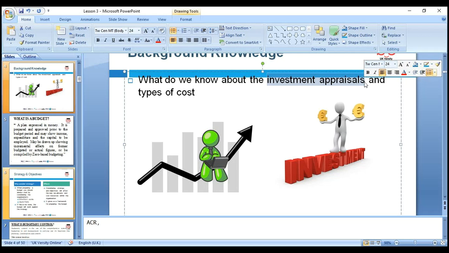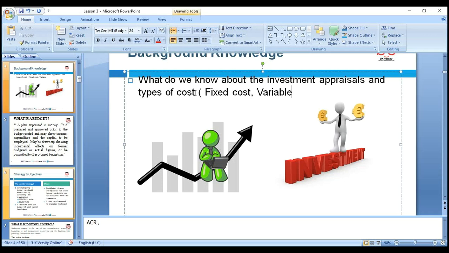Every pound we spend, we will appraise it, how much return we will get out of it. So that is called investment appraisal. And we'll go through different types of costs, like fixed costs. What is meant by fixed costs? Like rent. Rent is a fixed cost. Every month we have to pay rent.